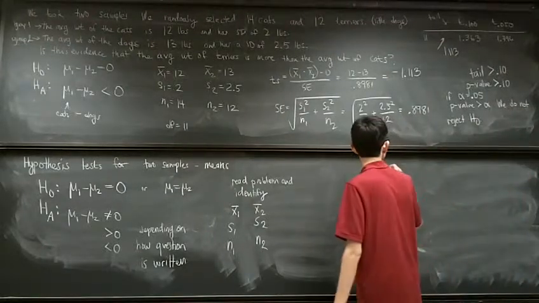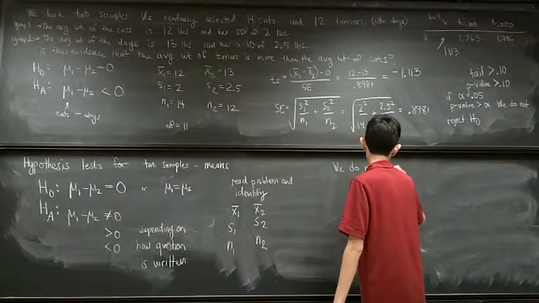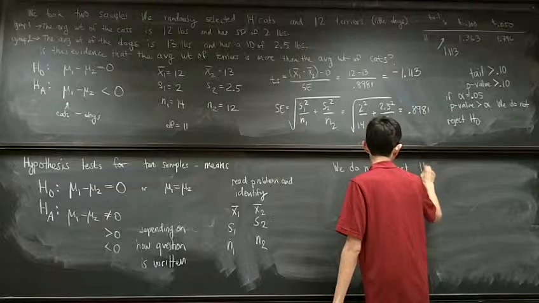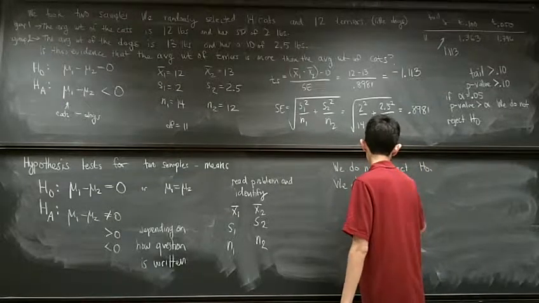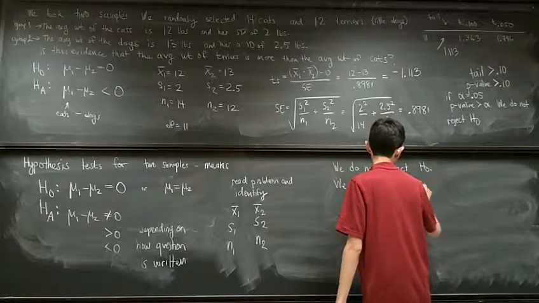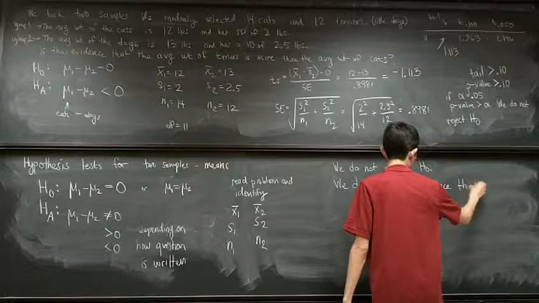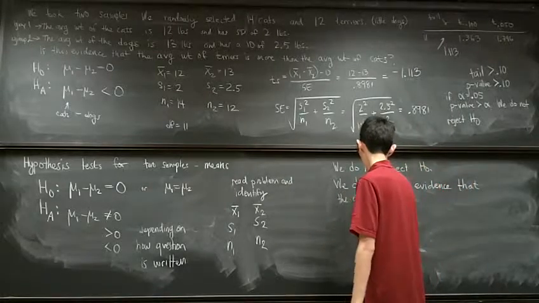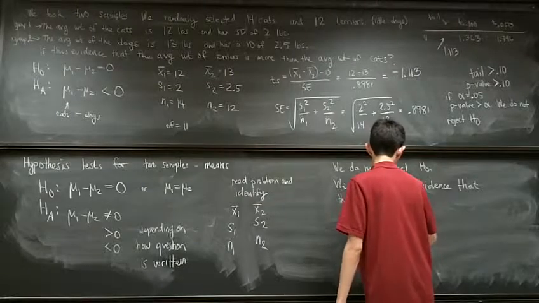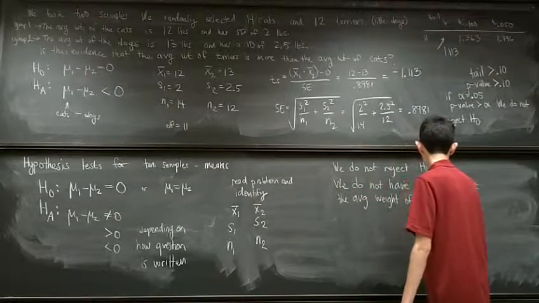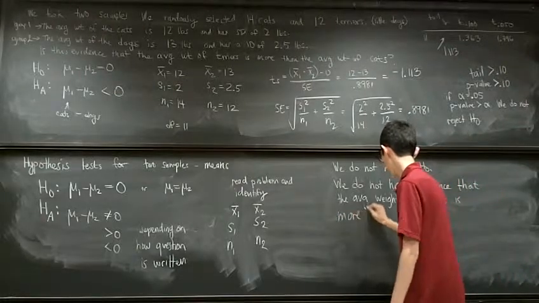So we do not reject the null hypothesis. We do not have evidence that the average weight of terriers is more than the average weight of cats.